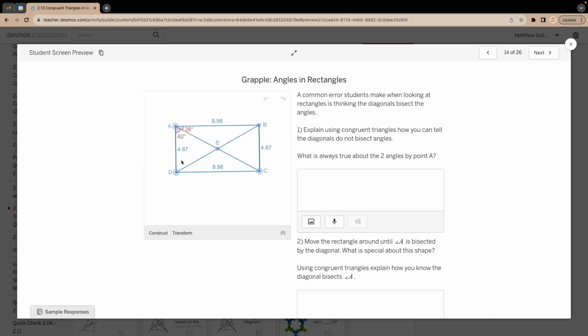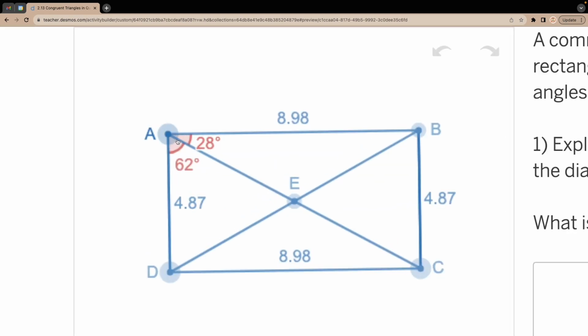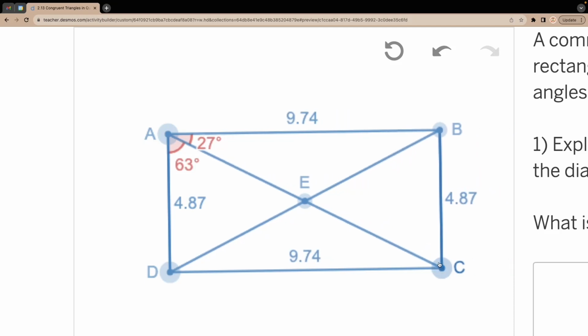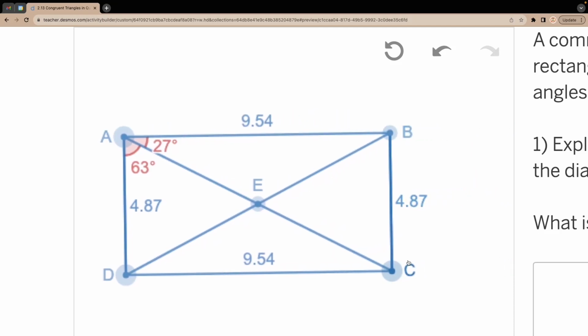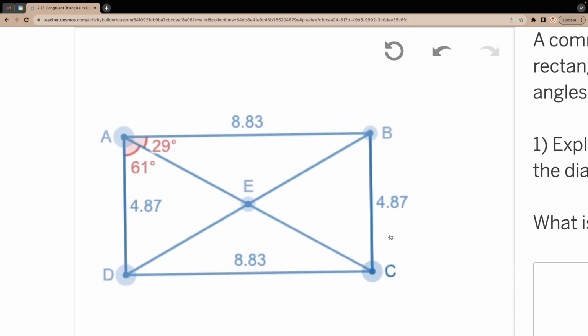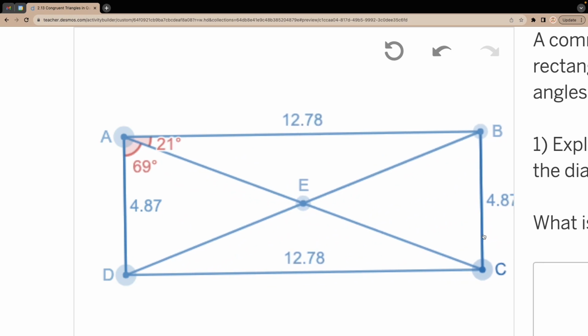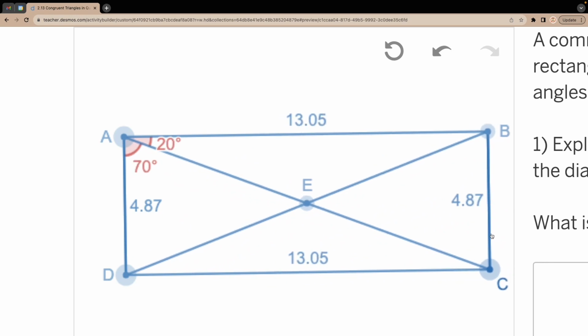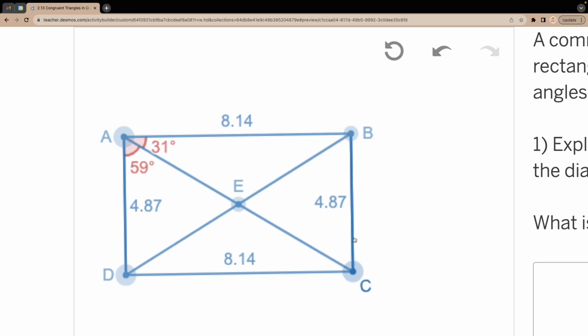One thing we did in class that was super helpful: a lot of people think that the diagonals always cut the angle in half. But we see 28 plus 62, those are not the same angle. They're different, but they do add up to 90 degrees because the corner of a rectangle is always 90 degrees. So no matter where I move this, I can make this smaller, bigger. The angle always adds up to 90. 70 and 20 adds up to 90. 60, 30, 59, 31. Those add up to 90.